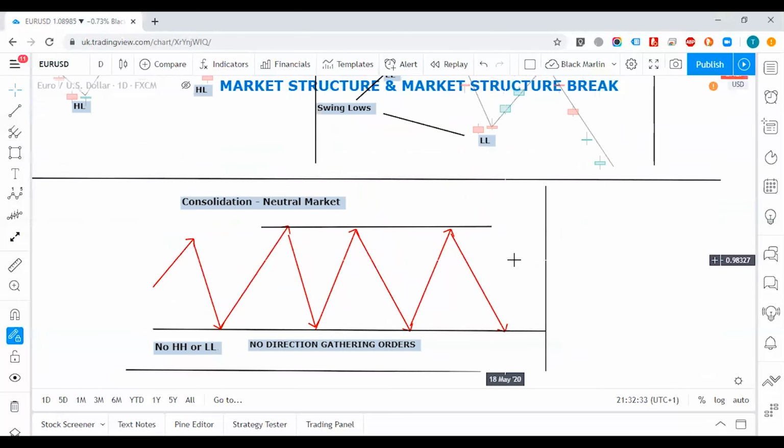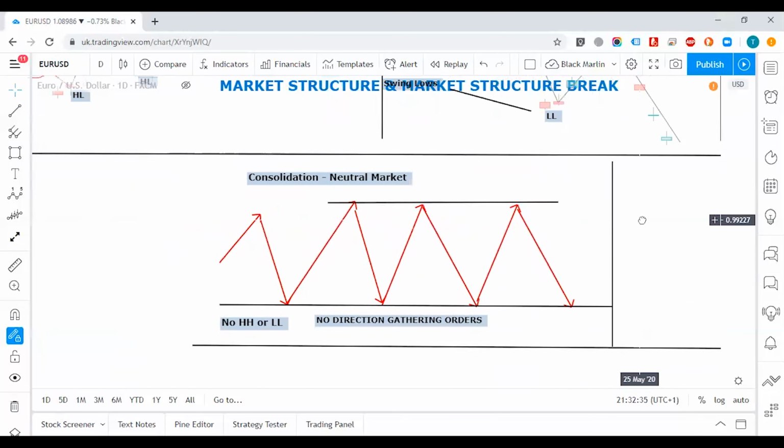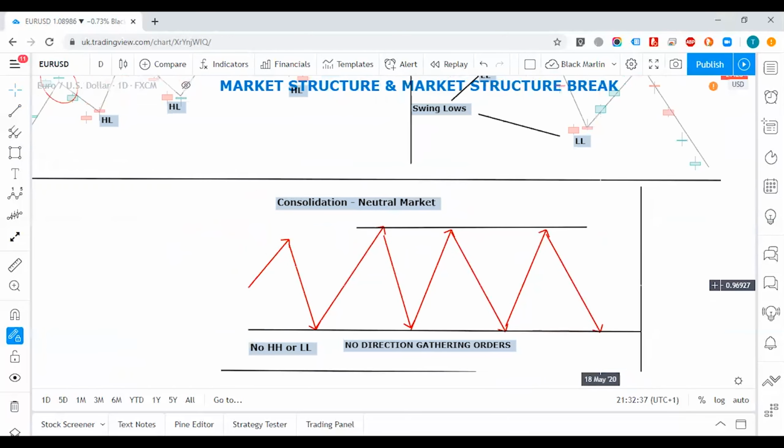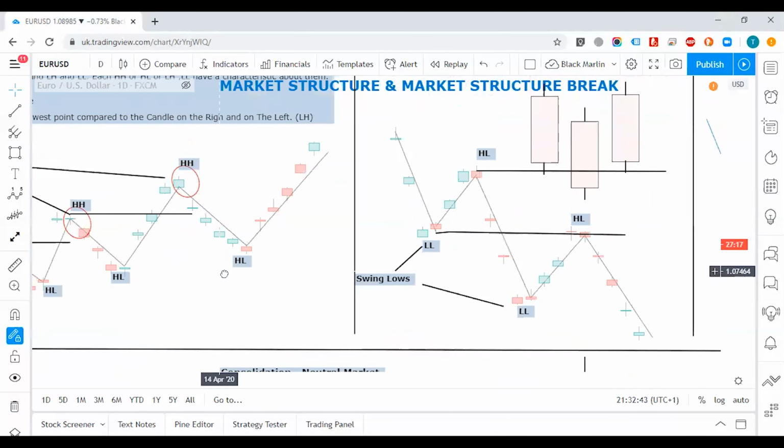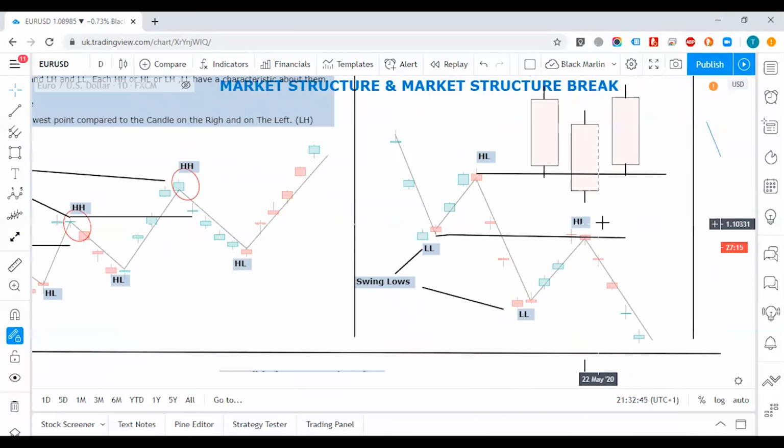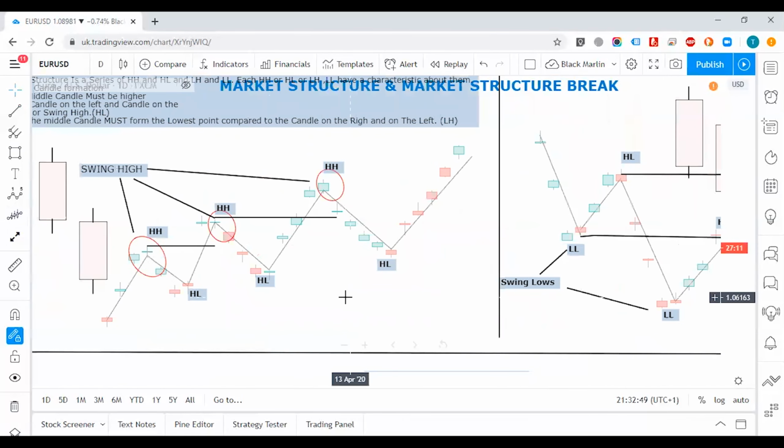This is the way the market is generally formed. These are the three things you see in the market. You see your higher highs and higher lows, and lower highs and lower lows, to tell you about the direction of the market.